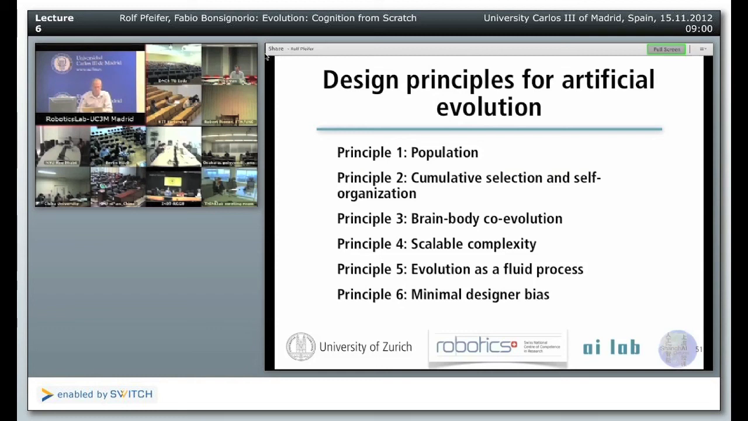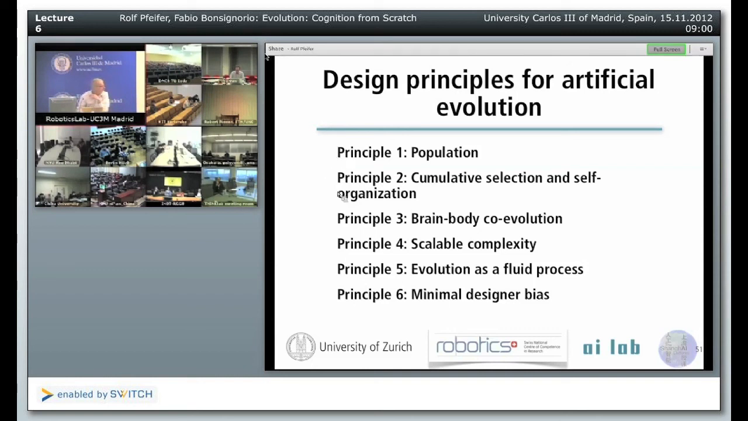Okay, now we have a couple of principles that I don't want to go into too much. One principle that's very important is we're always talking about populations. Evolution without populations makes no sense. We always need population, so we need population thinking. Especially in Western societies, we have a tendency to think about individuals. The individual is the important thing. Here, it's population. The individual doesn't count that much.